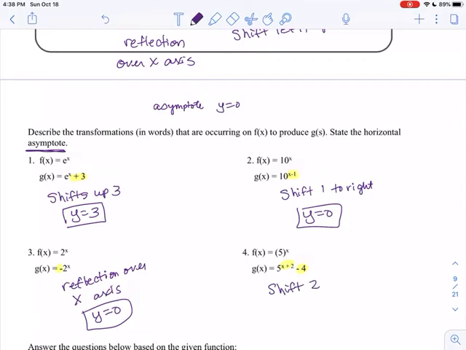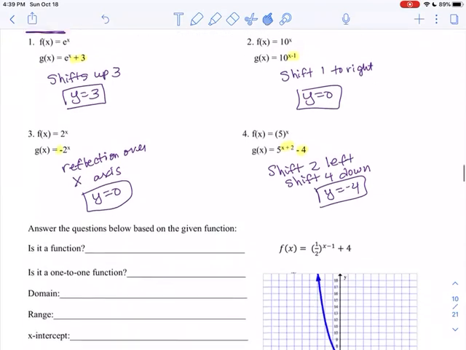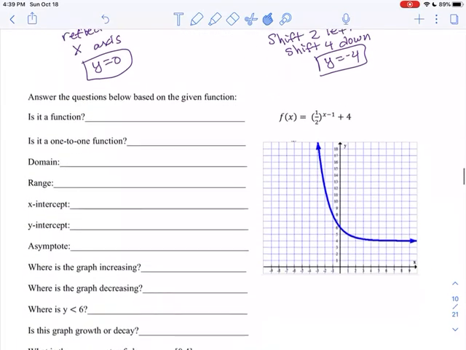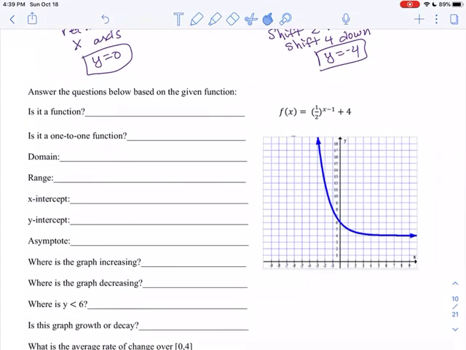And I got two things happening on number 4. So think about them. The 2 is attached to the x, so that's a shift going left-right. So that's going to be a shift of 2 to the left. And the 4 is going to be a shift down 4. Now, since I'm shifting it down 4, I'm definitely changing that asymptote. My asymptote will not be y equals 0, it will be y equals -4.